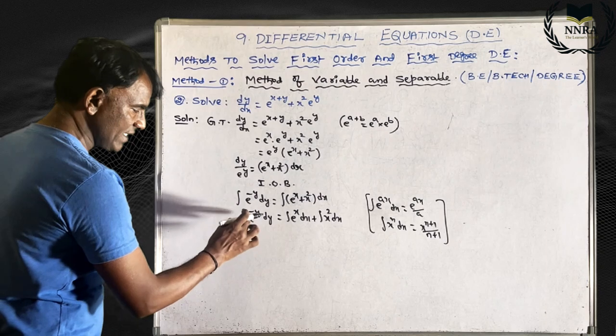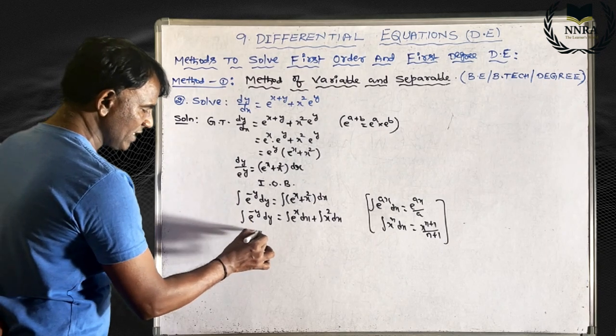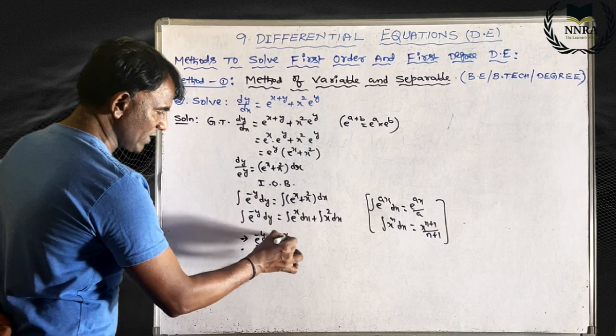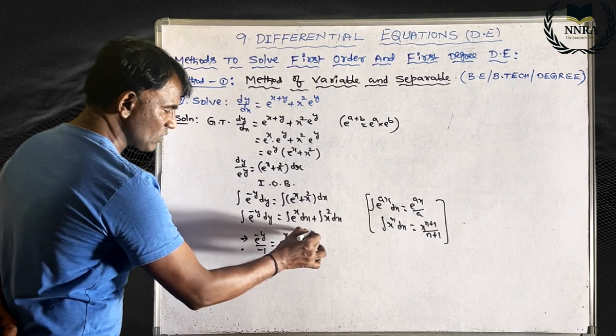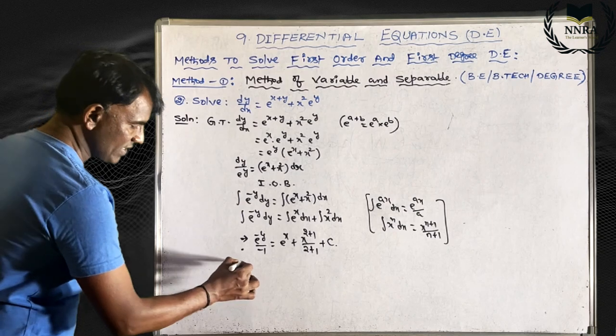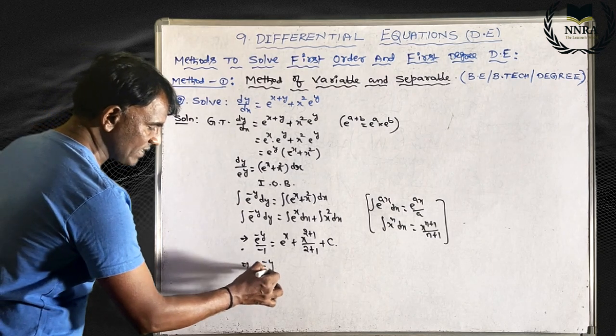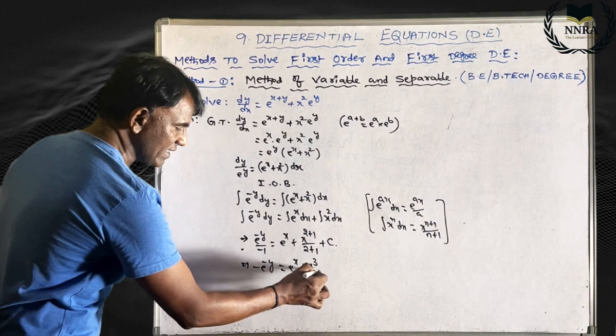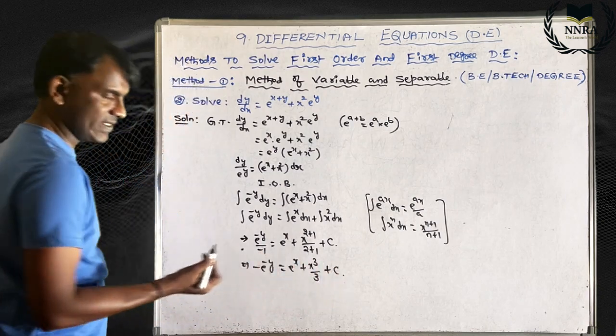So how to write it? Here a equals 1. So e power minus y by minus 1. And coming to this e power x, and it is x power 2 plus 1 by 2 plus 1. Then constant, c. So this is minus e power minus y equals e power x plus x cube divided by 3 plus constant c.